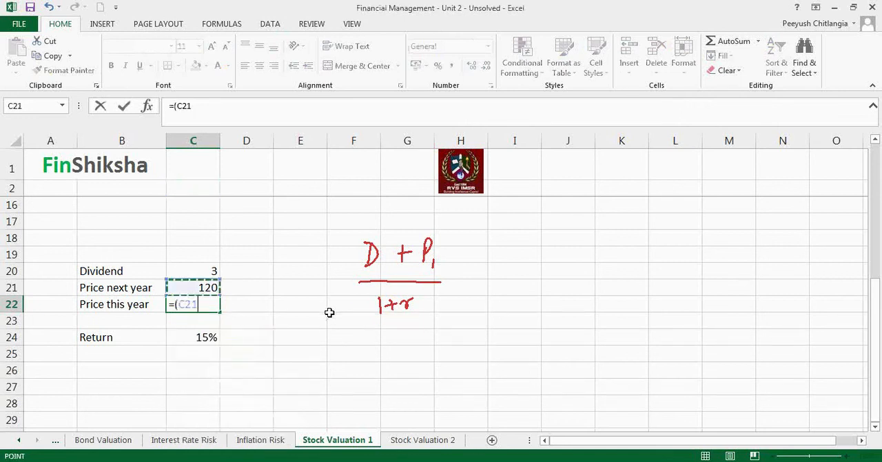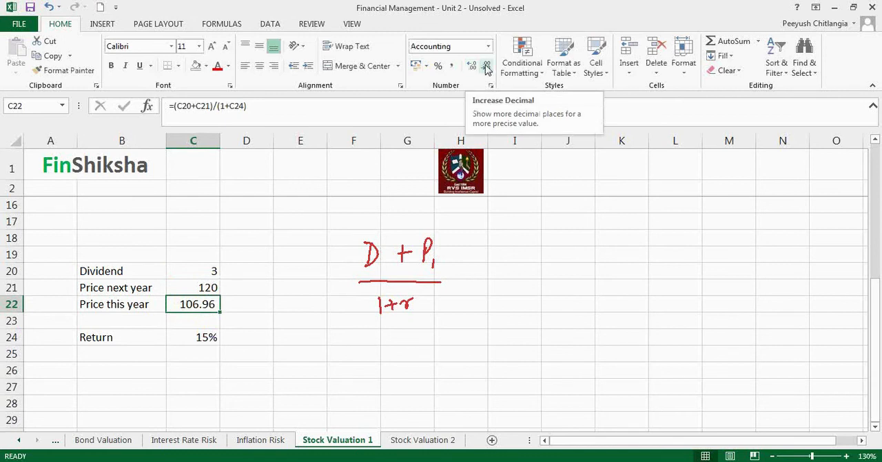That's (3 + 120) divided by (1 + 15%). We should not be paying anything more than 106.96, or if I want to round it off, anything more than 107, if we want a return of 15% on this stock. If I want a return of 12%, then we are okay paying 109.8. If we want a return of 20%, the maximum price we should be willing to pay should be 102.5, right?